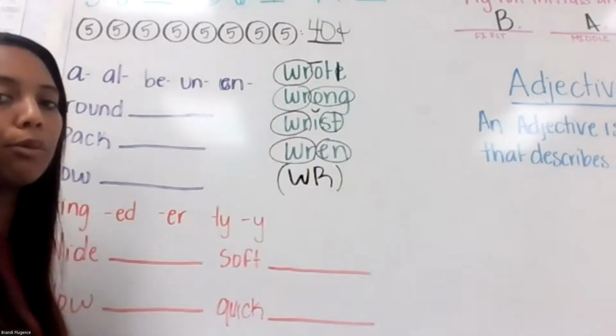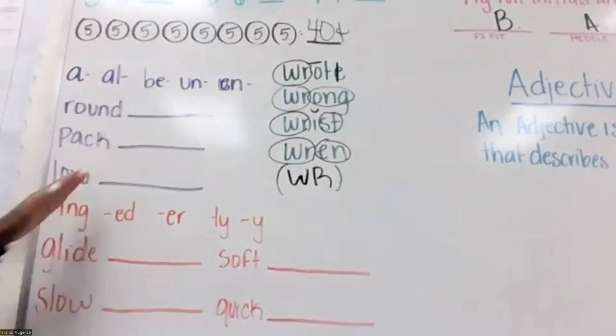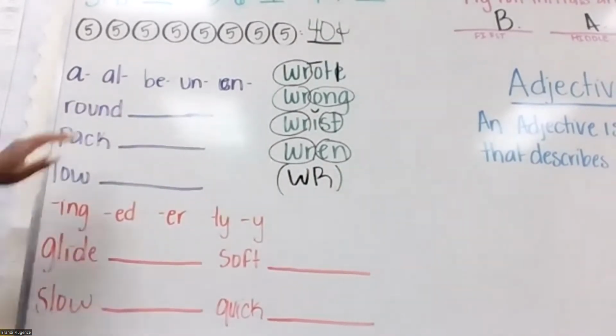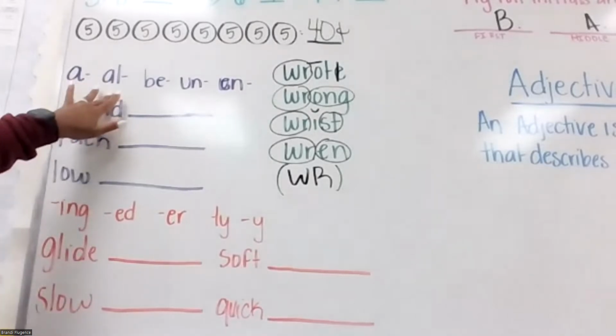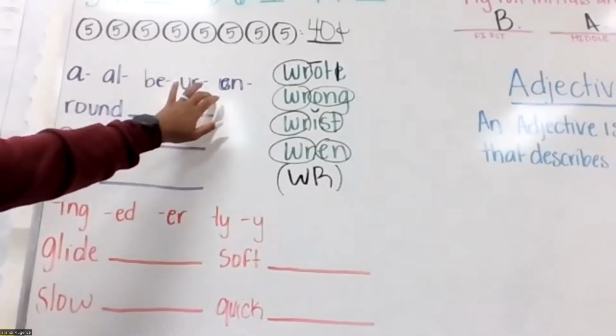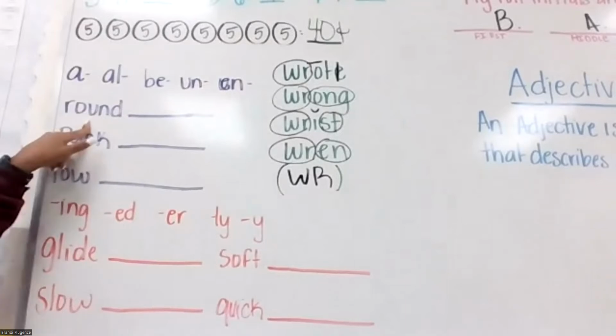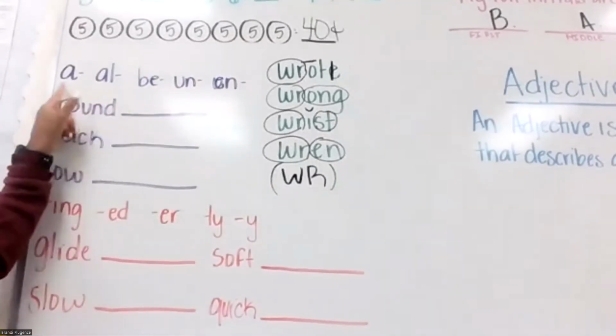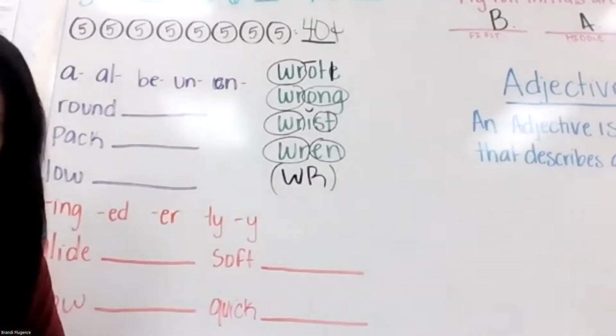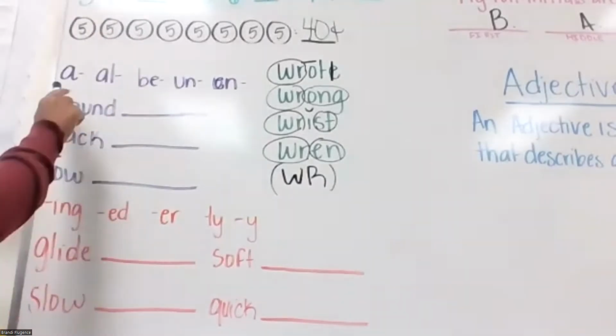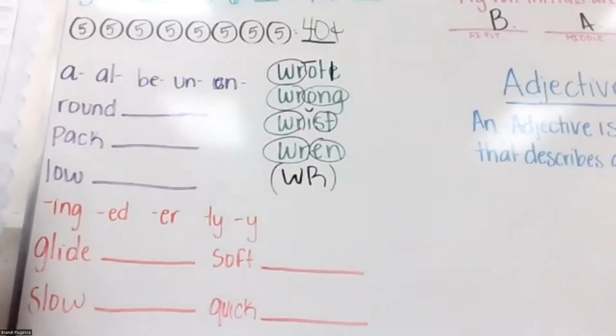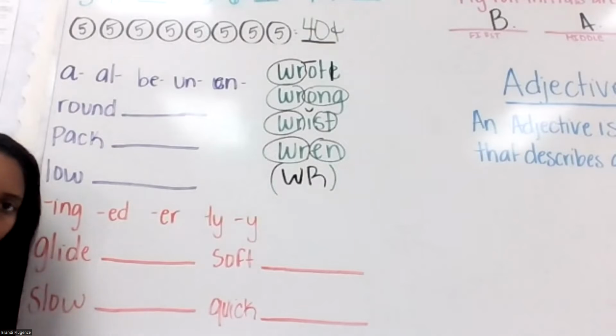WR, so that's our new sound. WR that says r. Okay, let's go ahead and add some prefixes to some words. So I have round. My prefixes are A, AL, BE, UN, EN. So round is my root word. Dennis, which prefix can I put in front of round to make a new word? A. Okay, A, and it will make it what? Around.